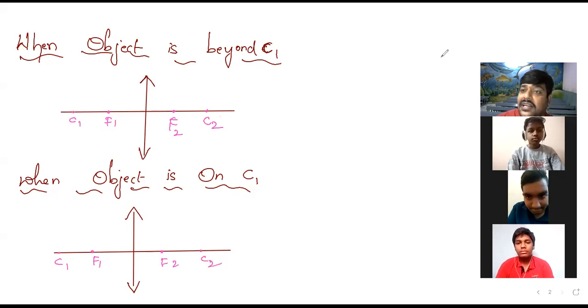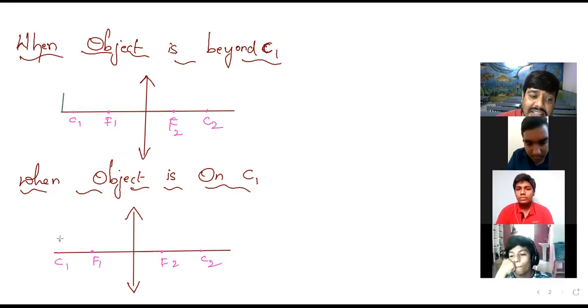Now, where is the object? They were telling that the object is beyond C. Okay, where is the object? Beyond C. Let us assume beyond C. Here is the object. And in the next case, here is the object. So when the object is beyond C, then where is the image?